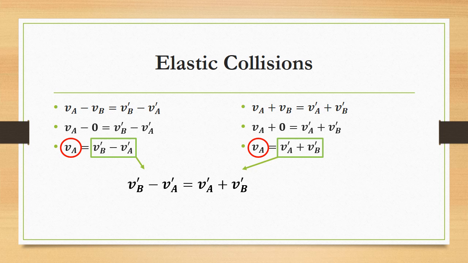They both have a positive V prime B, so I'm going to subtract that from both sides, and my result is V prime A is equal to negative V prime A. What does that mean? That means that there must be some number, some possible number here that is its own negative. What's the only number that is equal to the negative of itself?